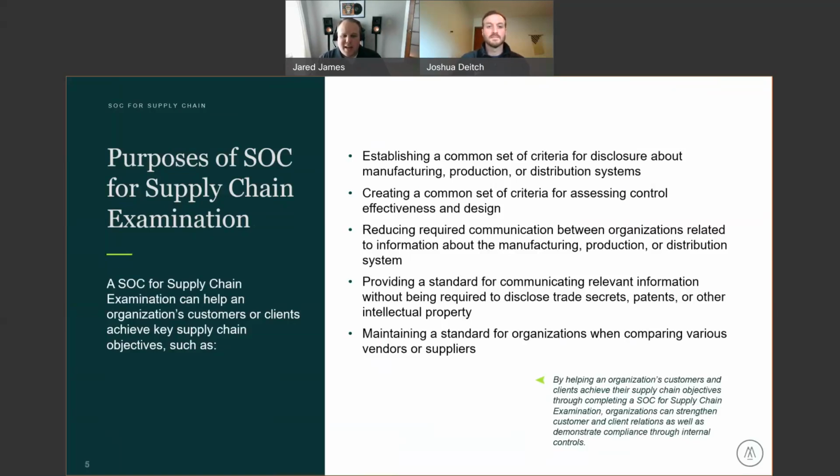And then finally, in kind of a theme here, it helps maintain a standard for organizations when comparing vendors or suppliers. It really helps you look at apples to apples rather than apples to oranges when you are considering partnering with various organizations that might be part of your supply chain.